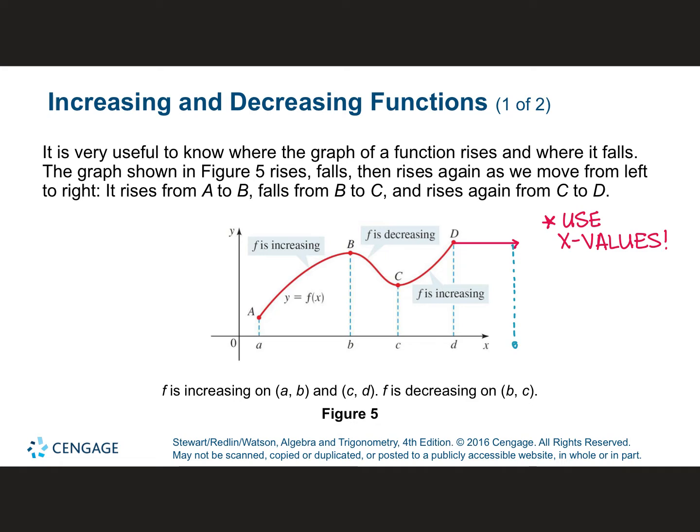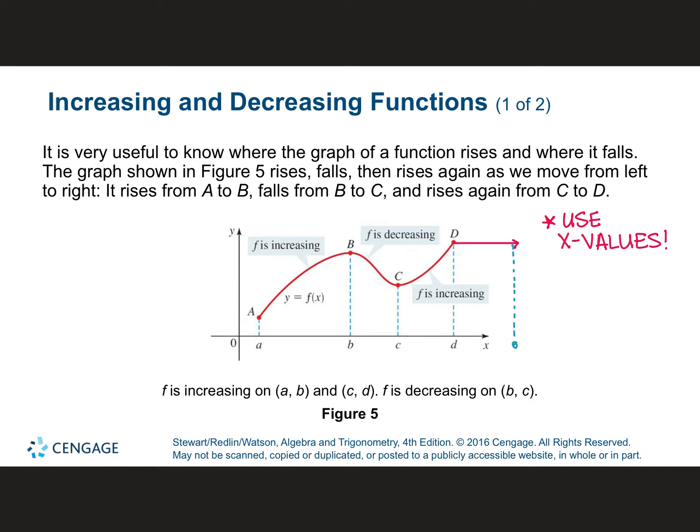You are going to be using your x values for these. And you're going to be reading this from left to right, just like you do a sentence. So from left to right, if you look at this graph that we see here, from the point A to the point B, you are increasing because it goes up from left to right. It would increase between the values of A and B because those are the x values that it increases at. Then from B to C, from left to right, it goes down, so it's decreasing between those two values. Then it goes up again from C to D, so it would be increasing from C to D.